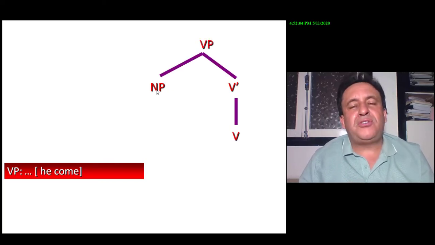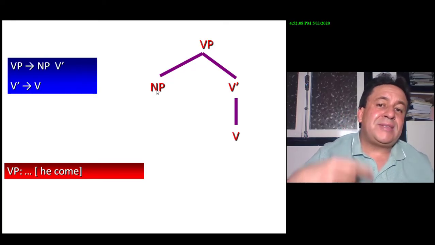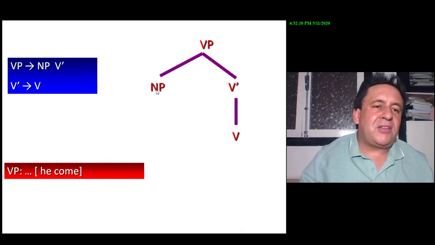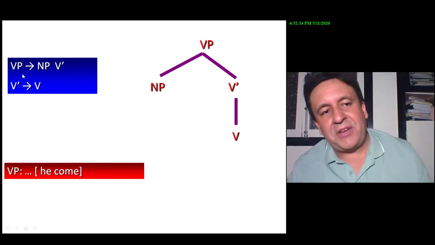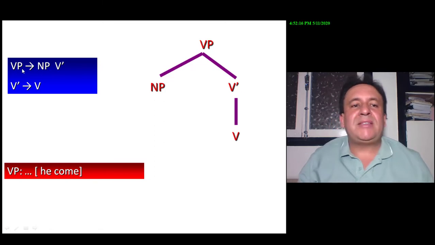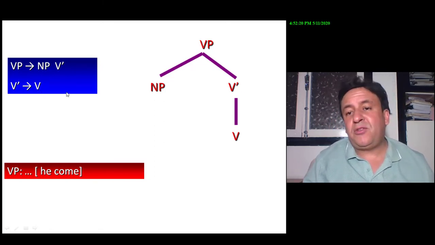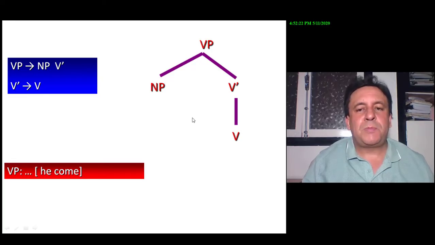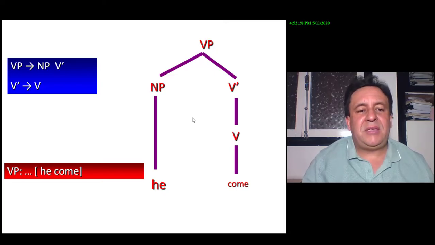So then this would project onto VP. If we would like to translate this little tree diagram into rewrite rules, we will end up having VP rewrites as NP V bar. V bar rewrites as V. It doesn't have a complement in this case. So the verb is "come", and the subject, the specifier of VP, is "he".